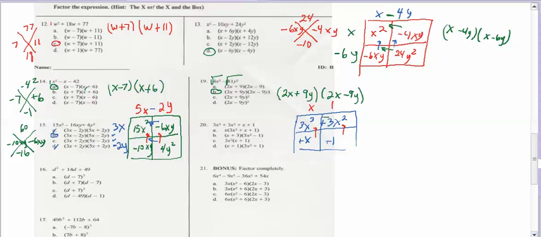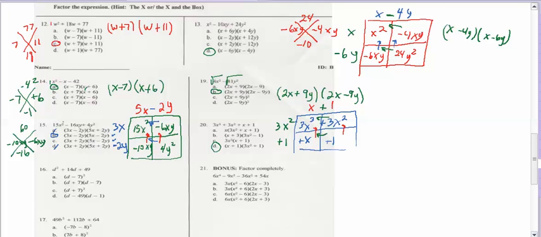What does this have in common? A 3, and there's x squared. What does this have in common? Just a 1. And this is plus, and this is plus. So I'm looking for x plus 1, 3x squared plus 1, and D for number 20.